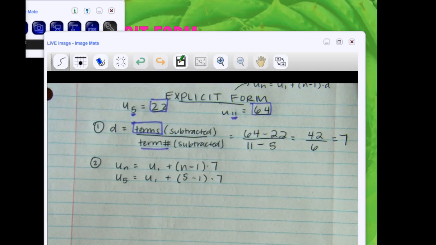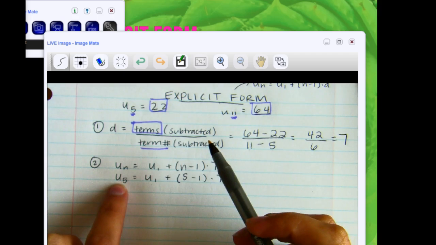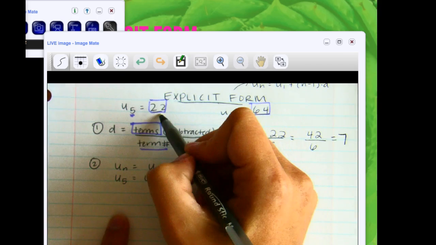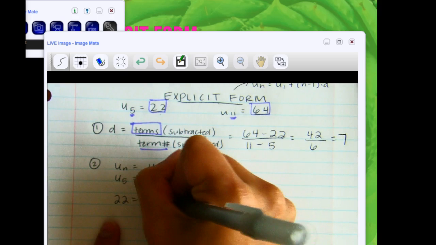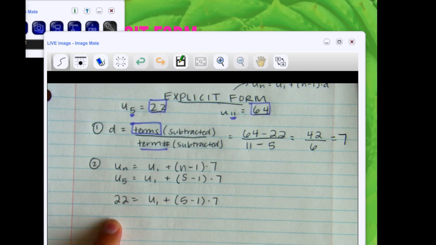Okay, so right now I'm still not completely there because I've got two variables. But I know what u sub 5 equals. What can I substitute in for u sub 5? Great, you should have answered 22. So I'm going to replace u sub 5 with 22 equals u sub 1 plus 5 minus 1 times 7. And now I'm good to go.